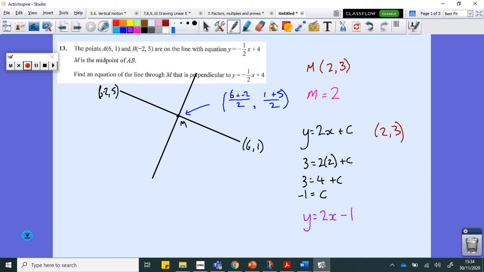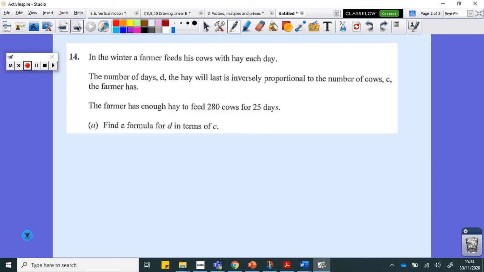There you go. Question number 14 on the next page. In the winter, the farmer feeds his cows with hay each day. The number of days the hay will last is inversely proportional to the number of cows that the farmer has. So I need to set myself up a little equation. The number of days is inversely proportional to the number of cows, with a constant there. And I can just substitute in the values that I've got.